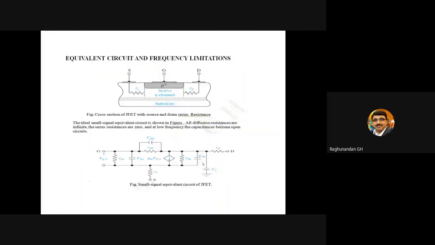In this equivalent circuit, we are going to consider resistor, capacitor, dependent current source and all, and we are going to rig up a circuit. That circuit is known as equivalent circuit, which is going to behave just like a JFET.